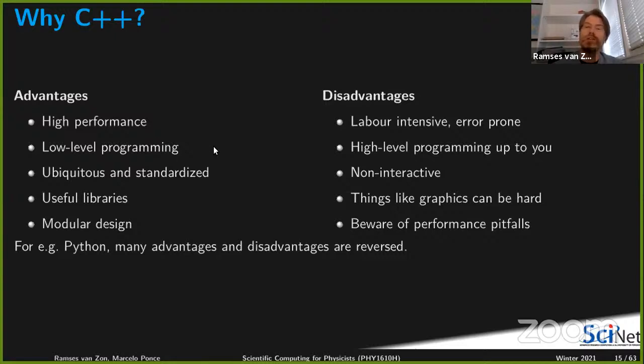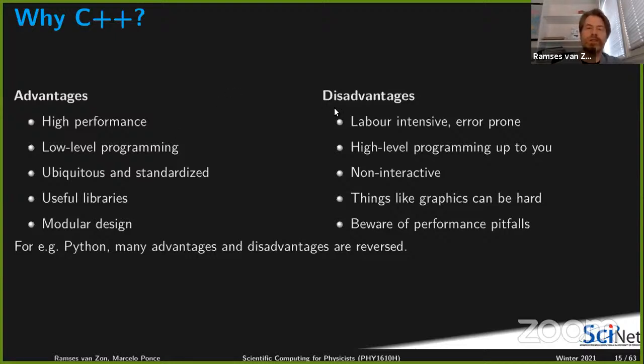The reason you can get that performance is that it is possible in C++ to do low-level programming. You do not have to, but you can, and so you can squeeze out sort of the last bit of performance that your computer can give. It's standardized. It's ubiquitous. Like you can find C++ compilers for almost any platform. It has a useful set of libraries, and it has a modular design, which means that we don't have to rewrite a whole code with every action every time. We can reuse parts, and that's going to be very useful.